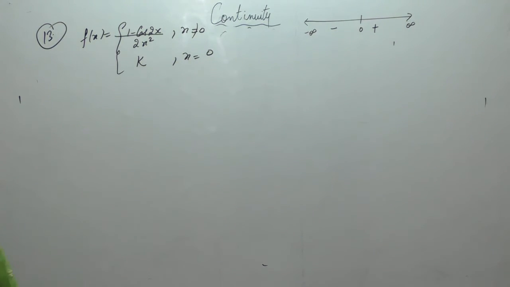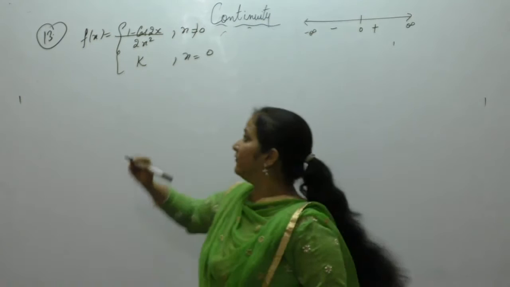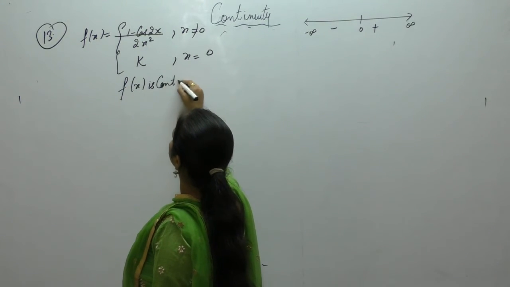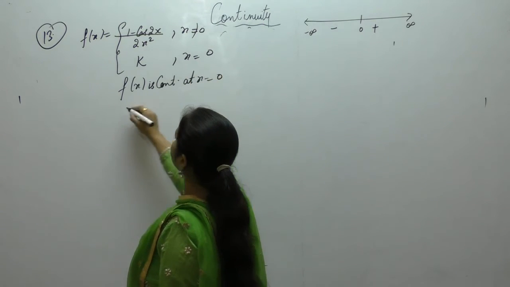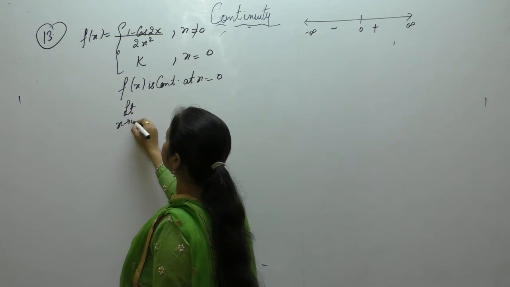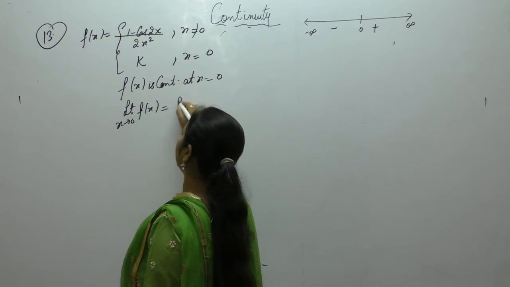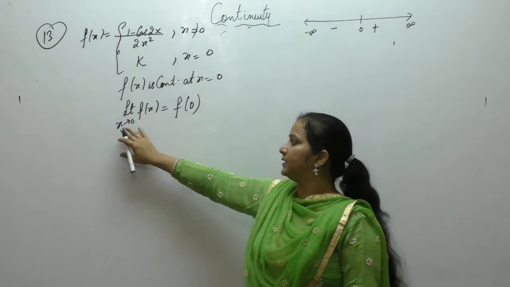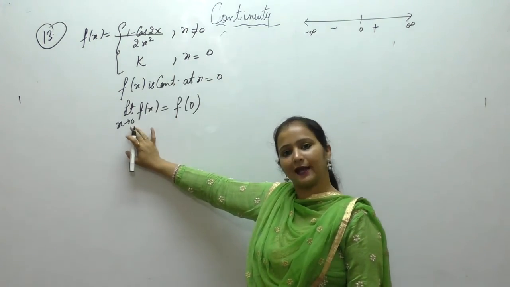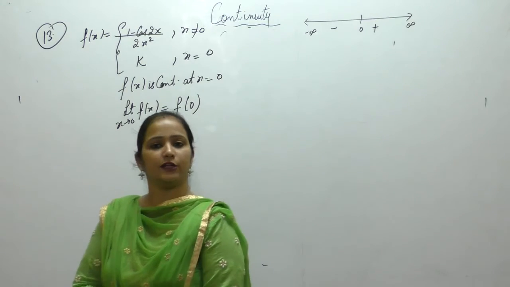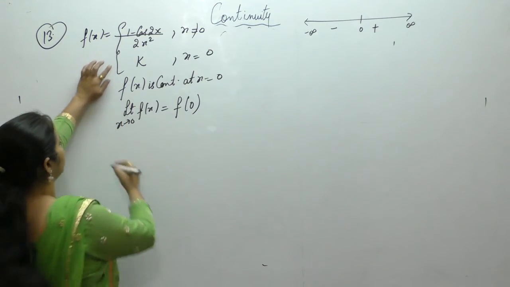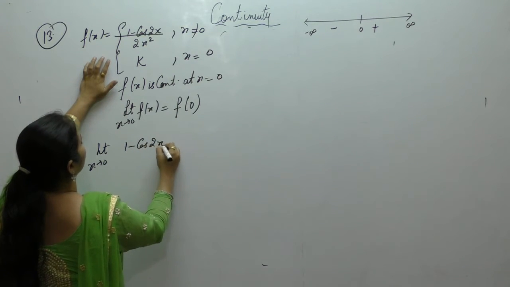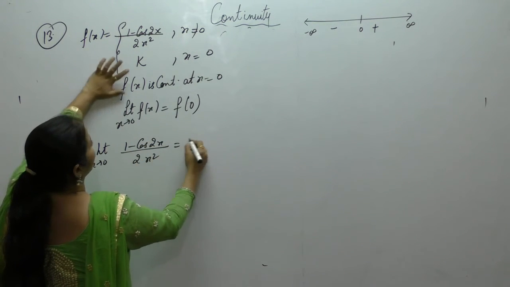We can also solve these types of questions like this. When f of x is continuous at x equals 0, it means limit x tends to 0, f of x will be equal to f of 0. Means left hand limit, right hand limit, limit of function at that point is equals to value of function at that point. So we will solve it as limit x tends to 0, 1 minus cos 2x upon 2x square, and f of 0 is k.